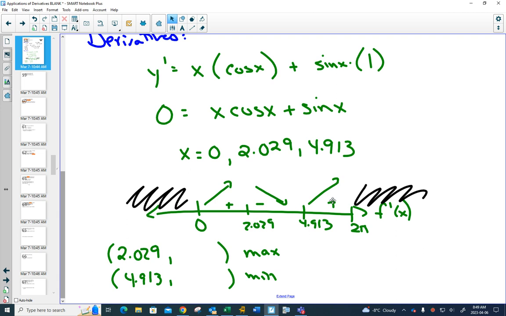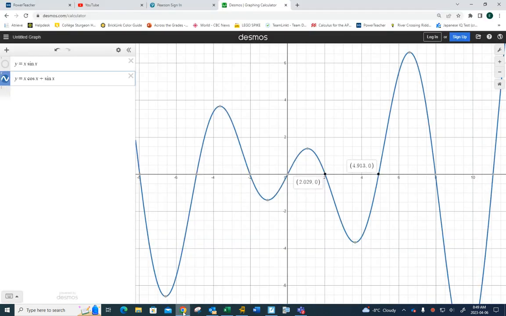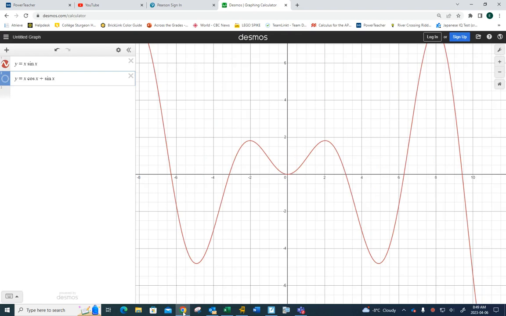If we go back to our Desmos graph, steal the values from there, we got 1.82 and negative 4.814.